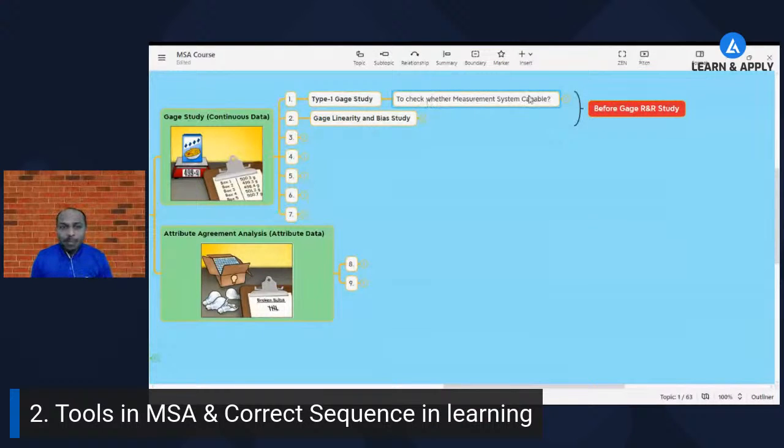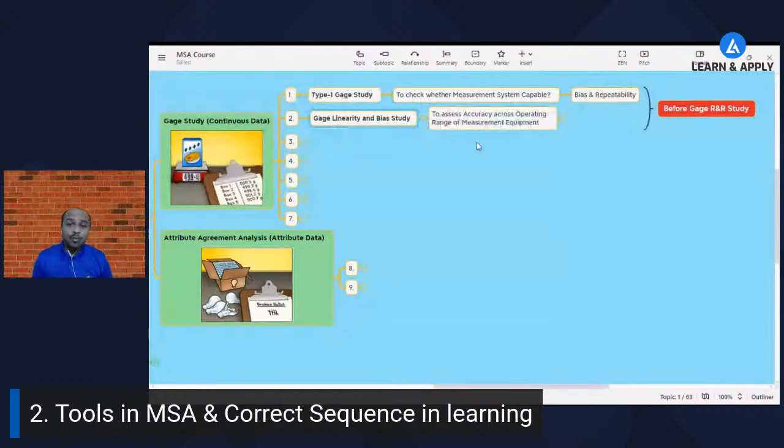When we are performing the type 1 gauge study, we are basically understanding what bias and repeatability are present in our measurement system. Whereas the gauge linearity and bias study is again used to check whether our measurement system is capable or not on 2 important metrics, which are linearity and bias. If the type 1 gauge study and gauge linearity and bias study results are okay, or we can say they indicate your measurement system is capable, then and only then go for the gauge R&R study.